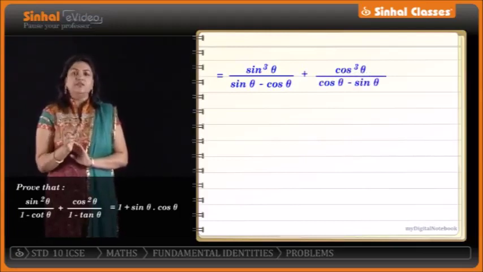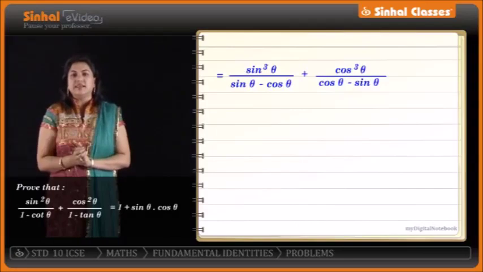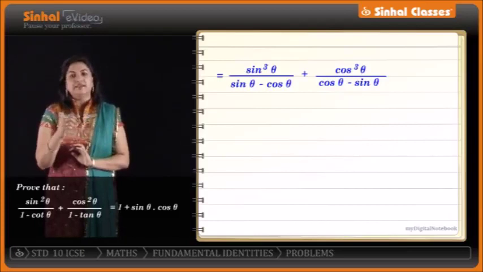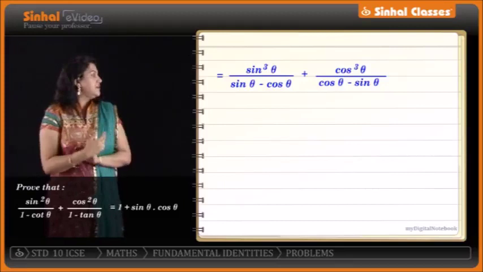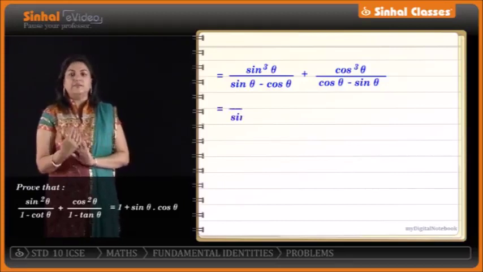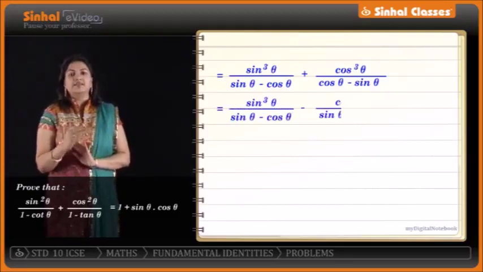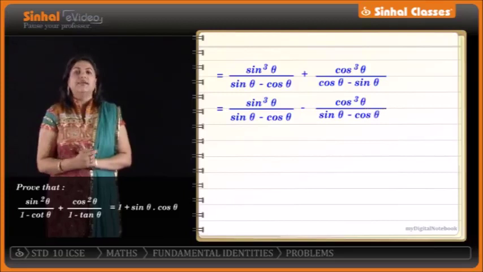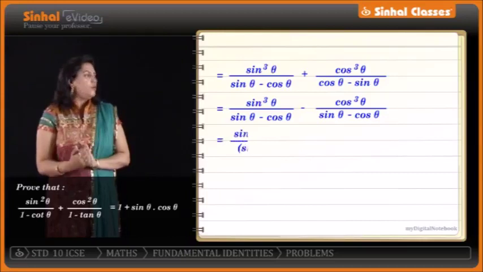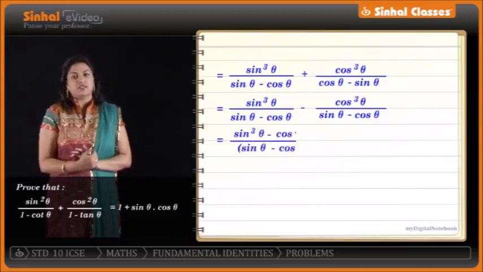Now, in the second term, you see, we have cos theta minus sin theta. We take the minus sign outside. We will have minus (sin theta minus cos theta). So, we have sin cube theta upon sin theta minus cos theta minus cos cube theta upon sin theta minus cos theta. Now, the denominators of both the terms are the same. So, that becomes our common denominator. So, sin cube theta minus cos cube theta upon sin theta minus cos theta.